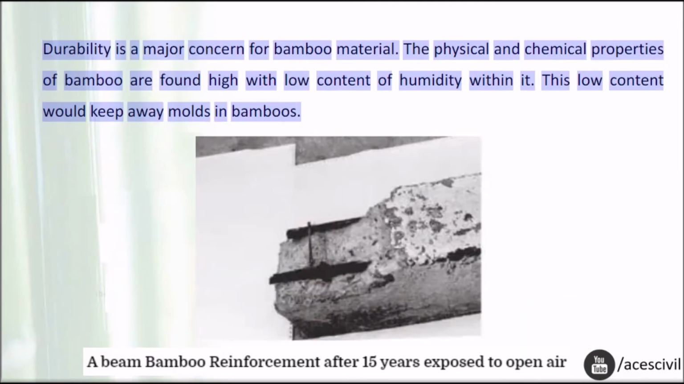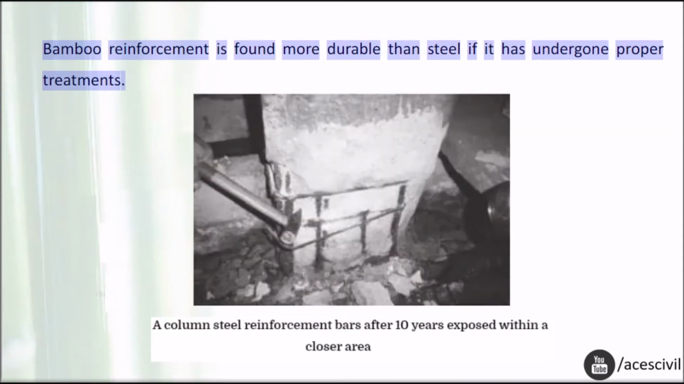Durability is a major concern for bamboo material. The physical and chemical properties of bamboo are found high with low content of humidity within it. This low content would keep away molds in bamboos. Bamboo reinforcement is found more durable than steel if it has undergone proper treatments.